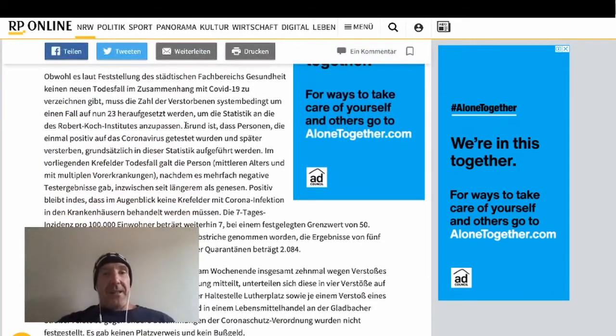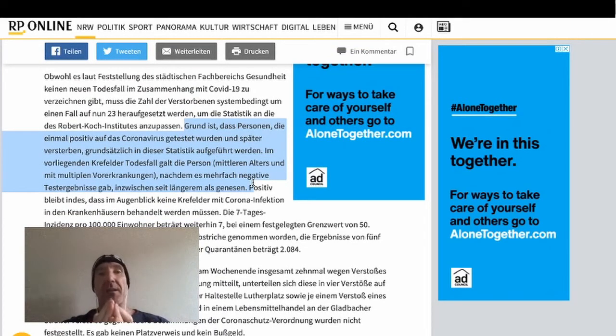It says here, the reason is that once the person has been tested positive for coronavirus, and later died, they will be statistically listed as COVID-19 deaths. So this is obviously a little bit of a breach of the rule that the World Health Organization put out. This is not the city of Krefeld that wanted this, but they have to adjust their statistics because the National Institute, the RKI, the Robert Koch-Institut in Germany, classifies this case as a COVID-19 death.